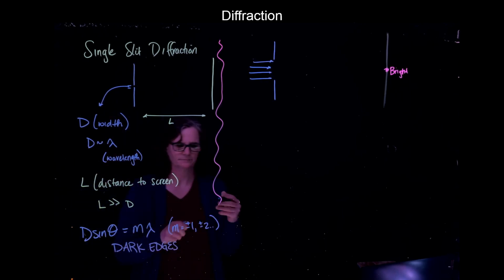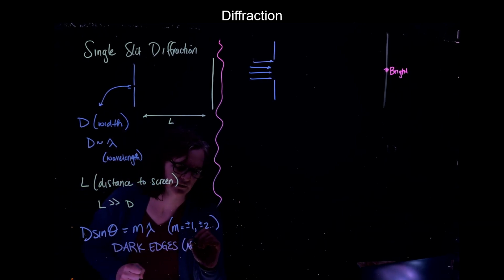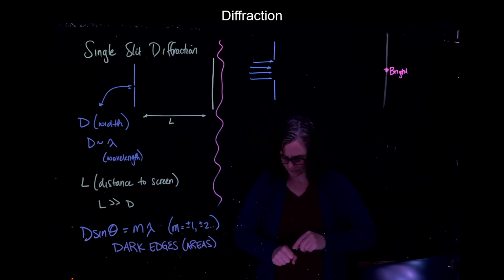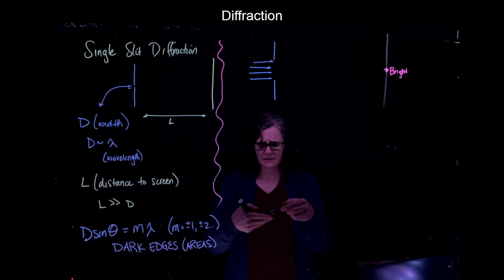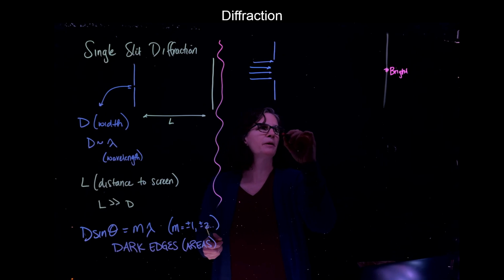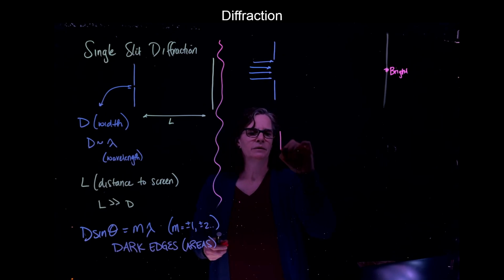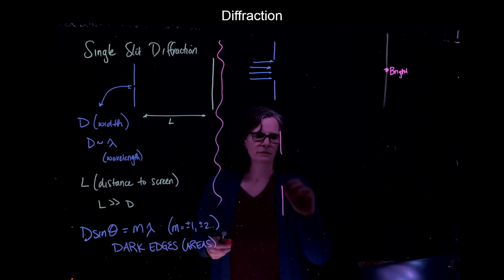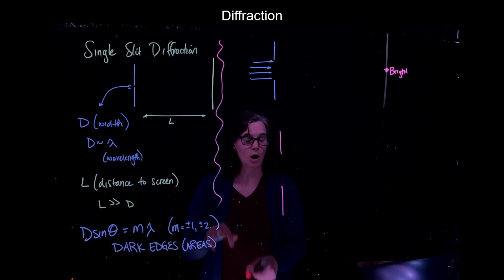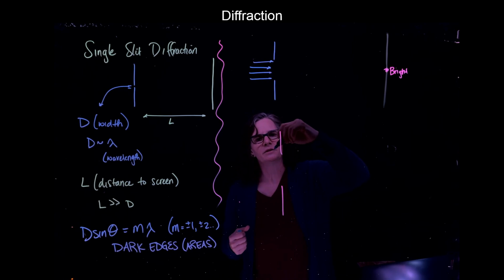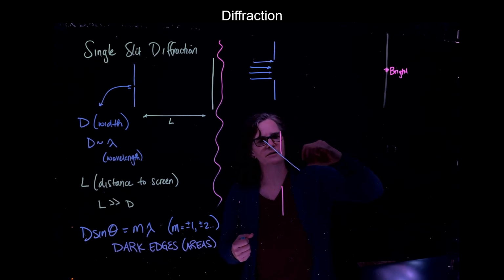Our dark edges are our dark areas. All right, let's look at a different angle. So here is our barrier, and there's our slit. Again, it's super, super small. I'm just making it big. And here's our light. We're going to come through at a different angle now.